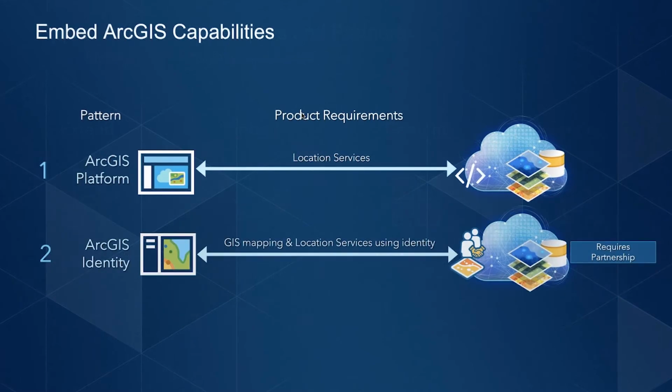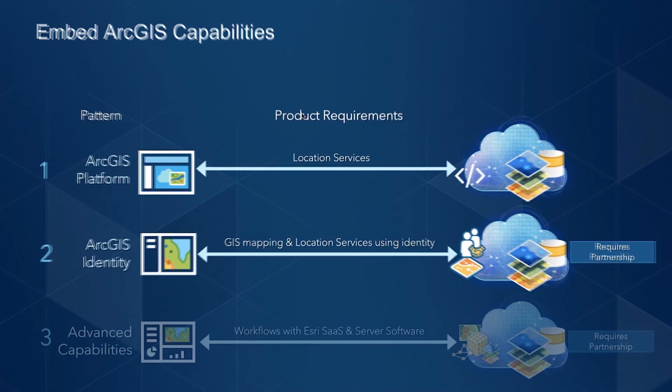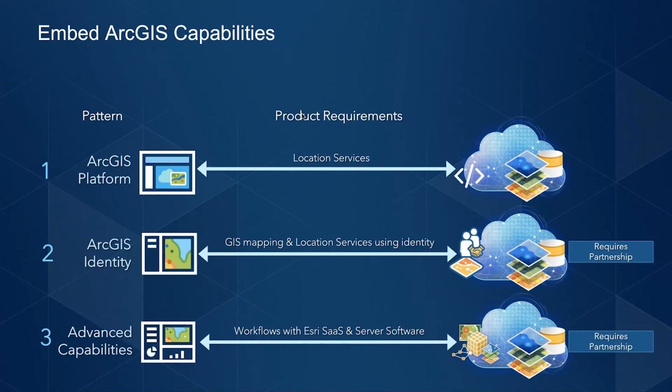The next pattern is something that is available to Esri Partners, which is leveraging ArcGIS Identity under this embed pattern. Here you're using not only location services, but you're leveraging Esri's identity framework within your offering. And the third pattern is using advanced capabilities. And here we're seeing solutions that are enabled with some of Esri's SaaS and server software.